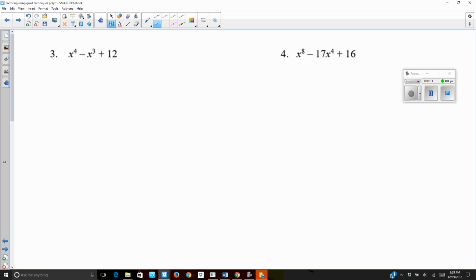All right, so you should look at number 3. Number 3 is a prime problem because it does not follow the doubling pattern. The largest exponent 4 is not double 3, so number 3 is prime.